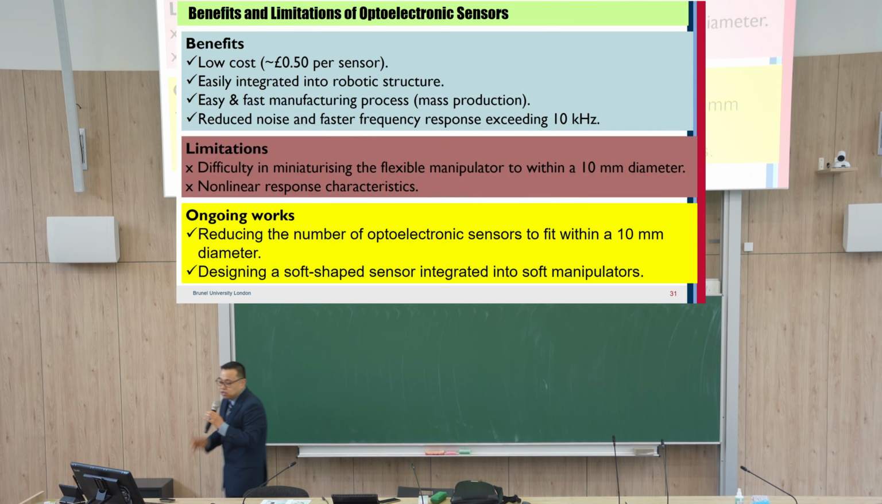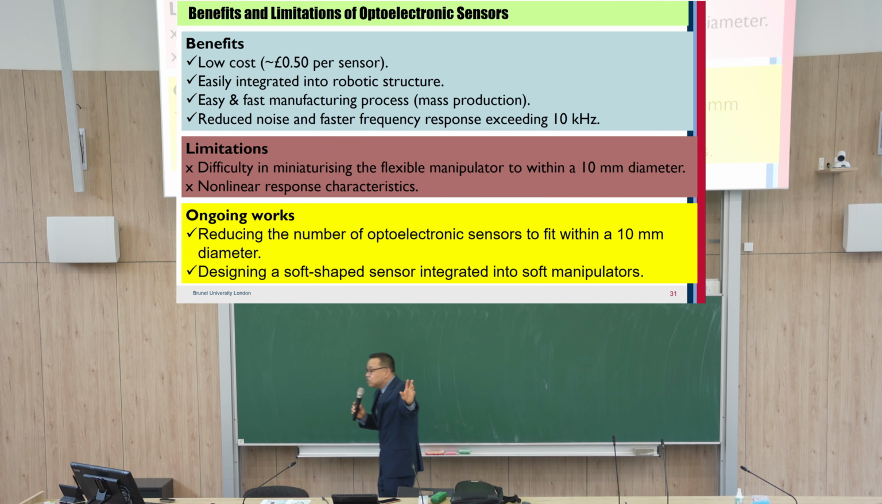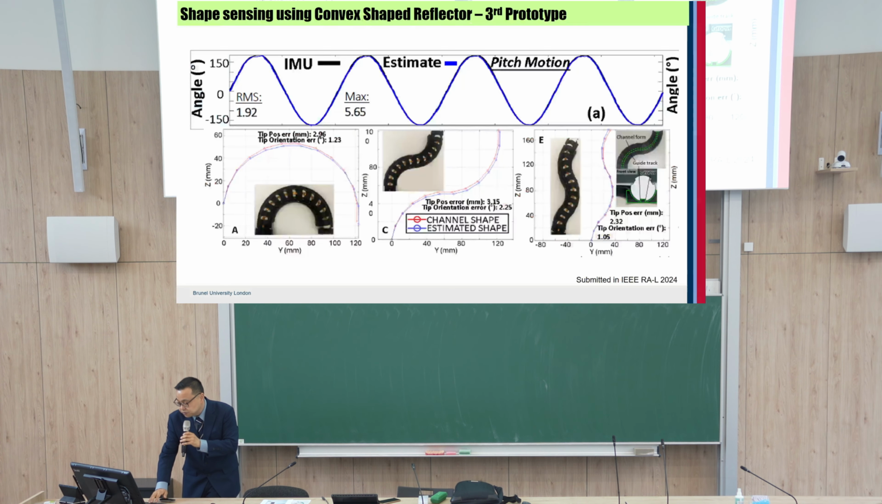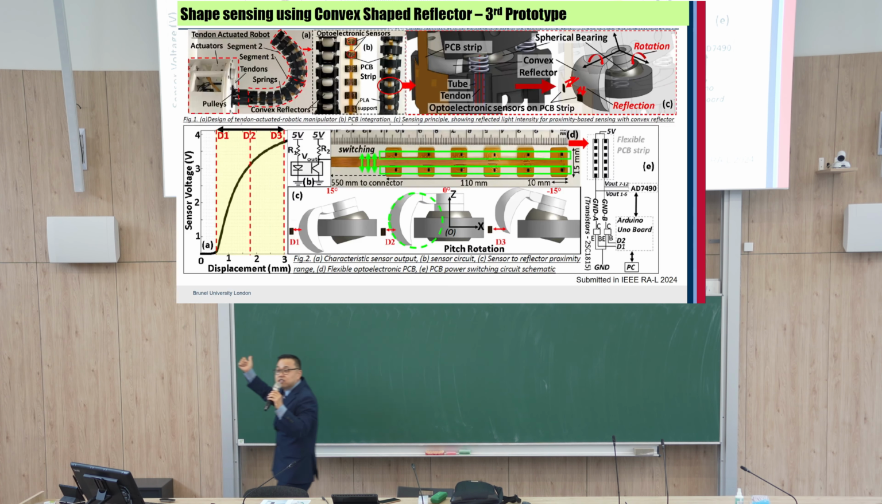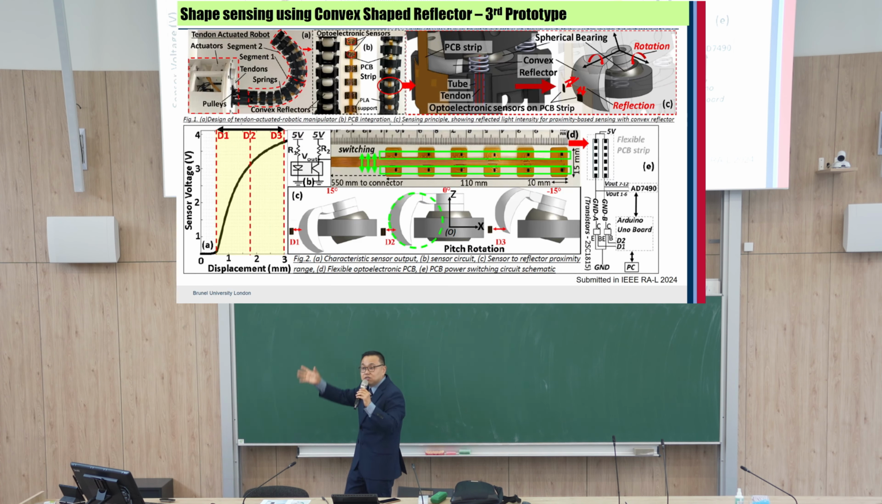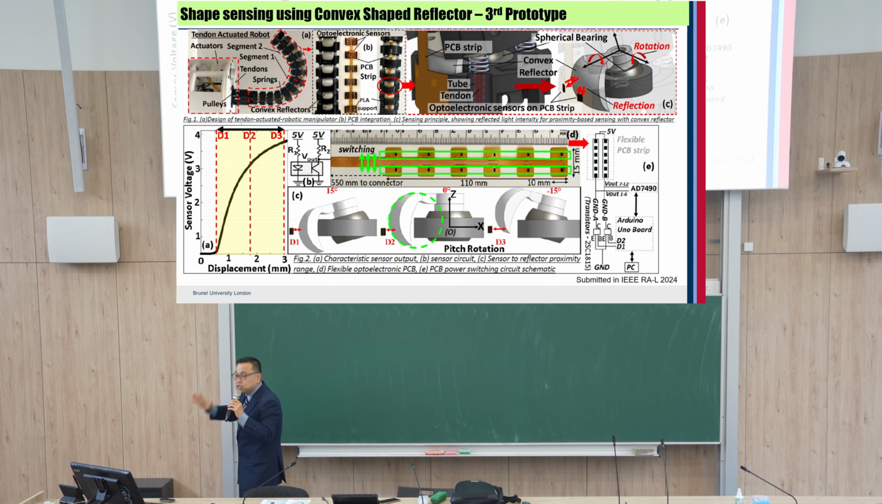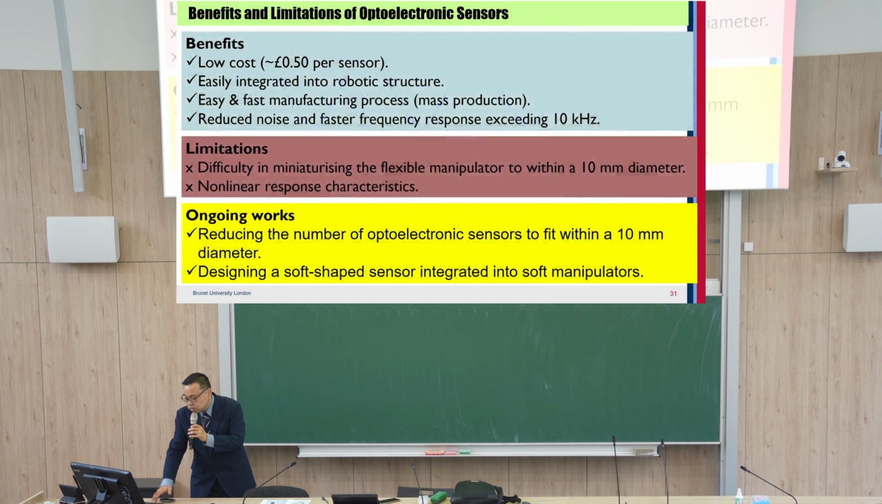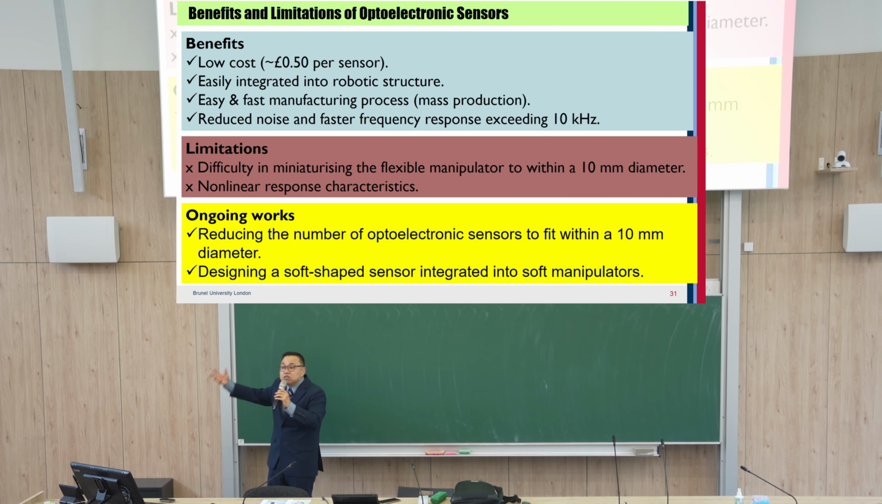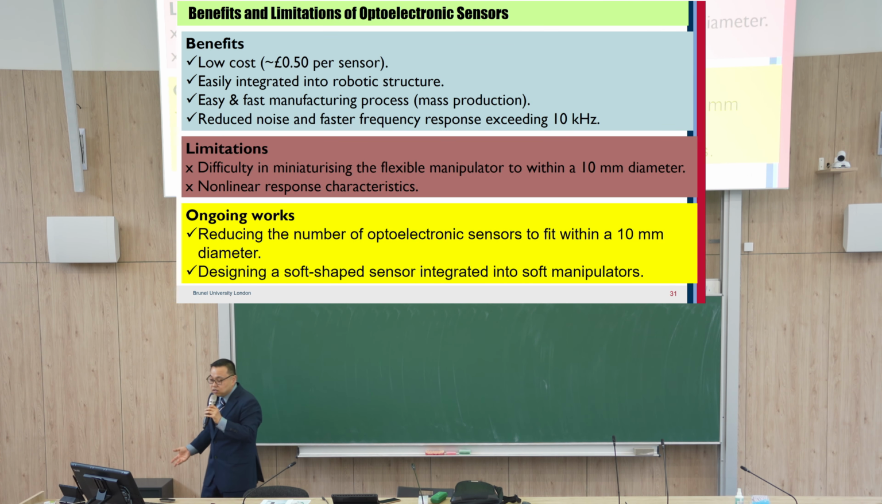The benefits are low cost and easy integration into the robot structure. Why? Because you attach the flexible circuit to the flexible manipulator, and that's all. So fabrication is easy. We can do mass production, the noise level is very low, and the frequency is fast, with a response exceeding 10 kilohertz.